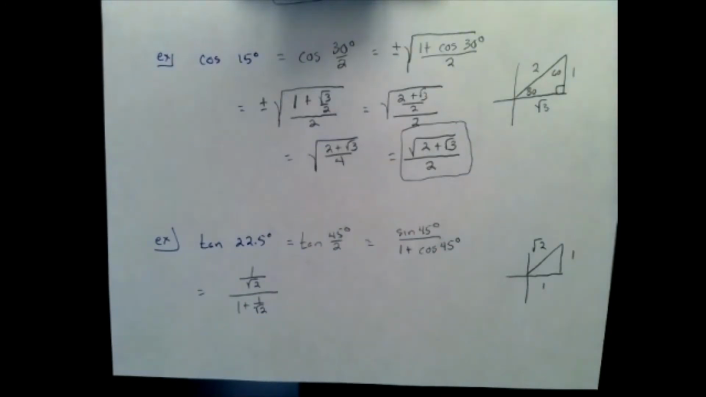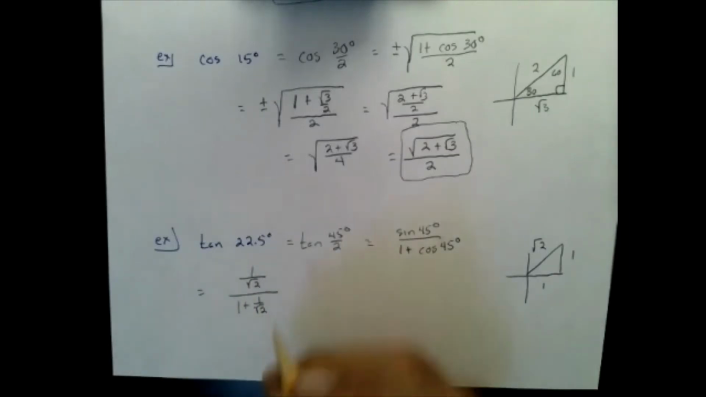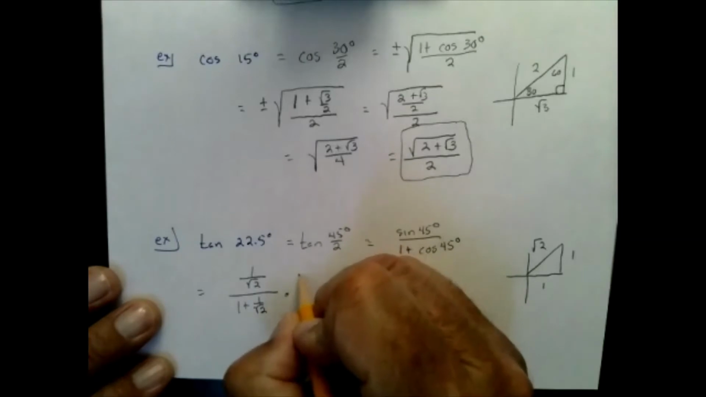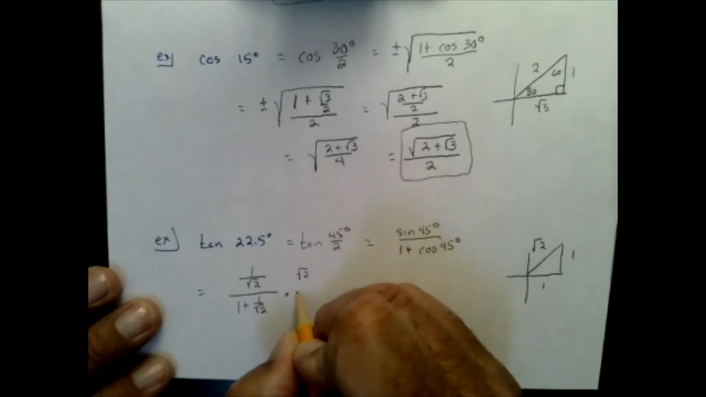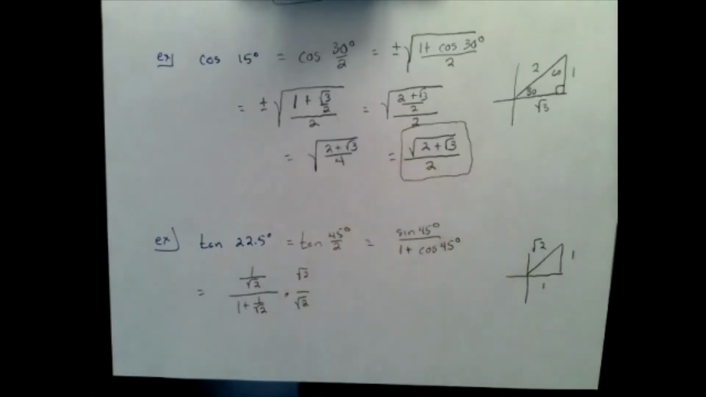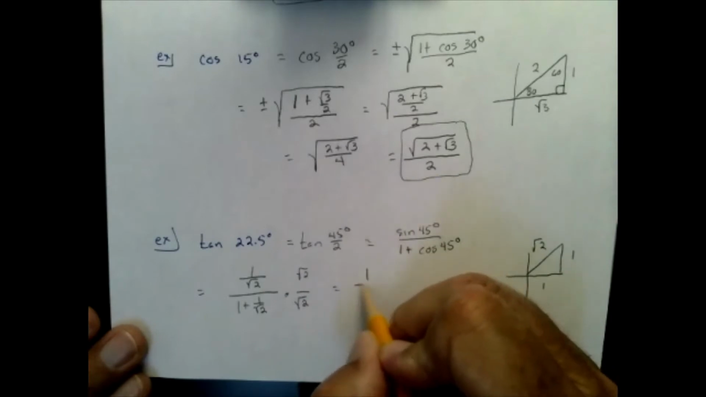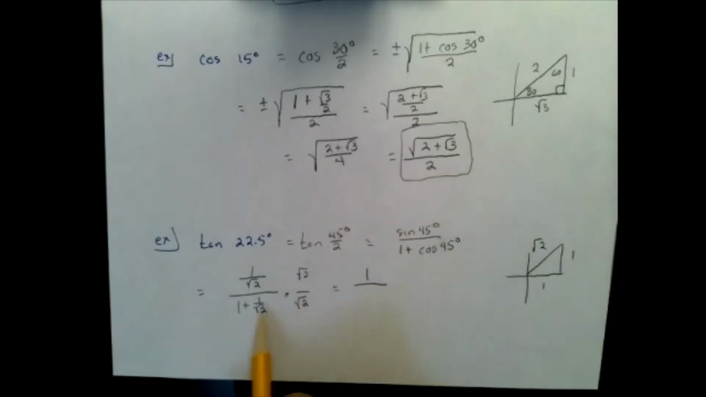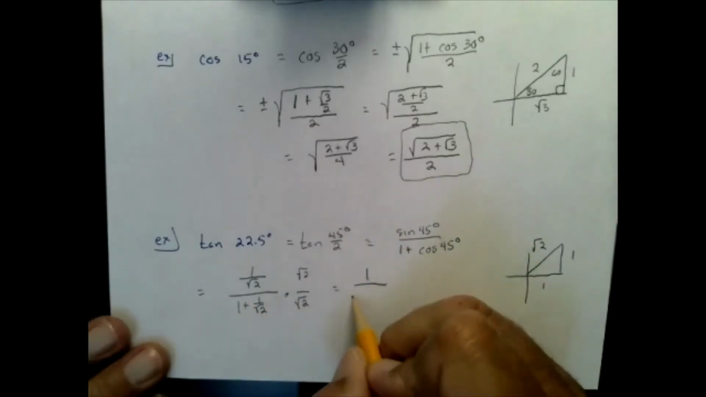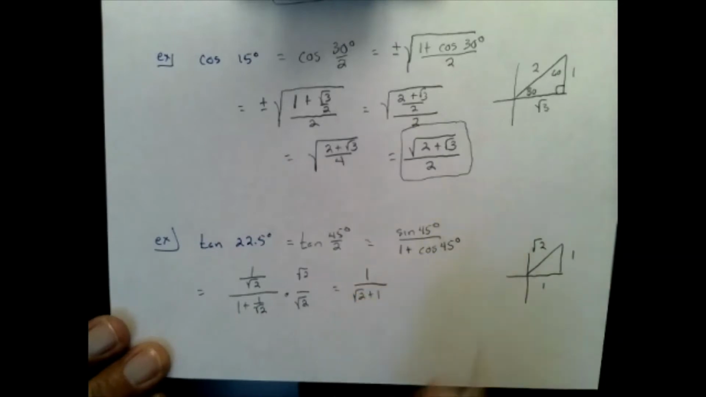Ew. Not really ew. We've handled these before. These improper fractions or mixed fractions or whatever their crazy name was. I'm going to multiply by 1. And that version of 1 is square root of 2 over square root of 2. In the numerator, nice, 1. In the denominator, maybe not so nice, square root of 2 plus 1.